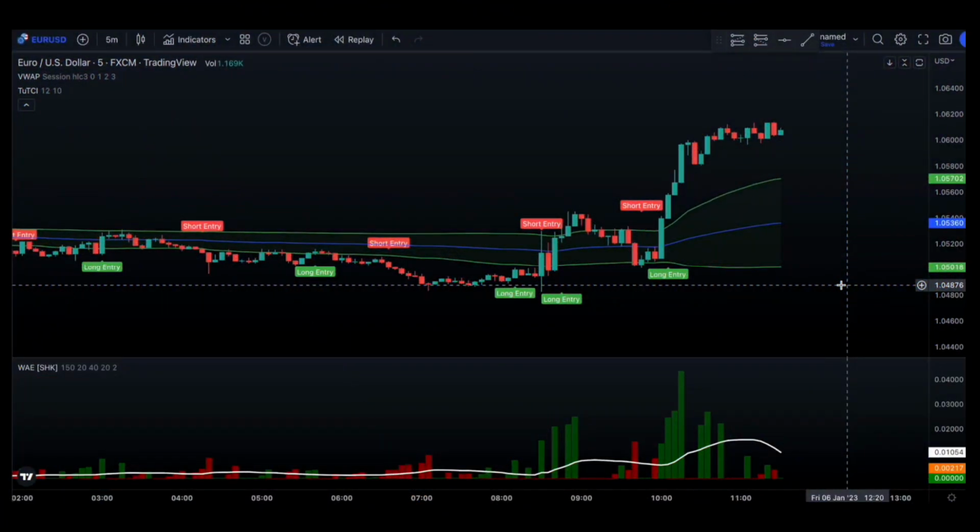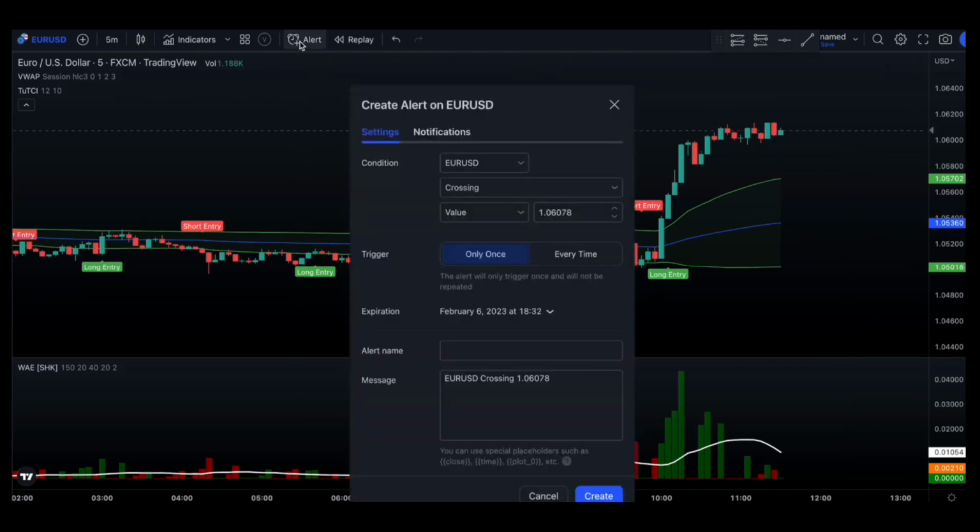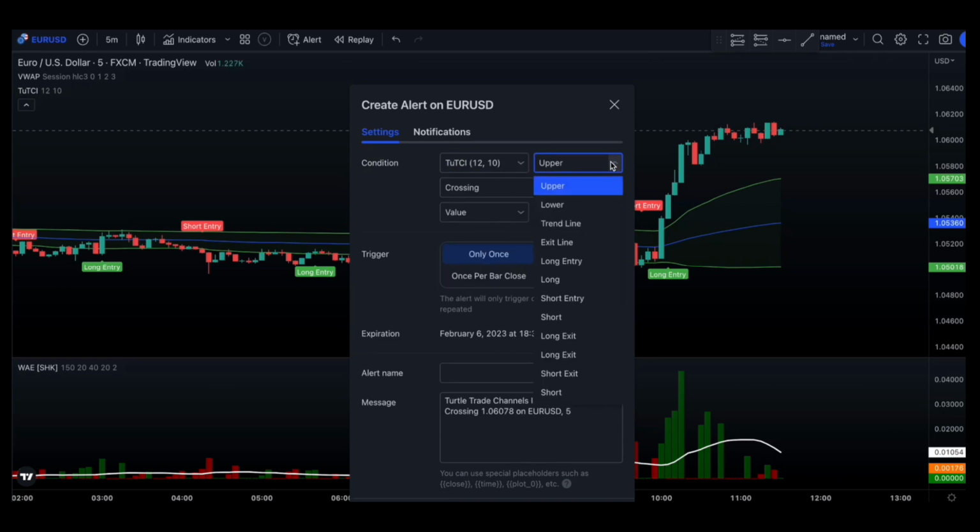Okay, now let us show you how to set trade alerts for this strategy. First, click on alerts and enable the indicator. The next step will be to select the long entry. The trigger should be set as once per bar close. Then click Create. You just created an alert for a long signal.